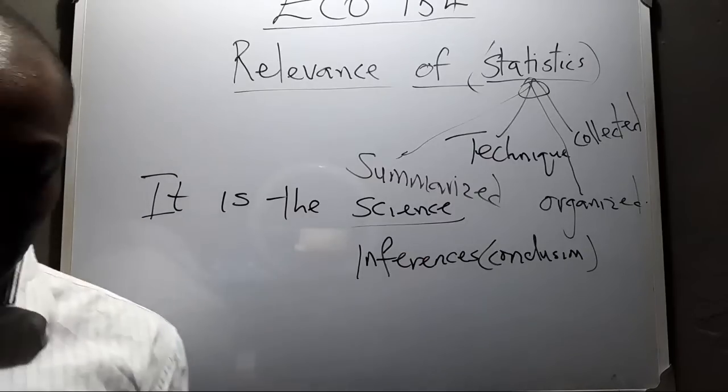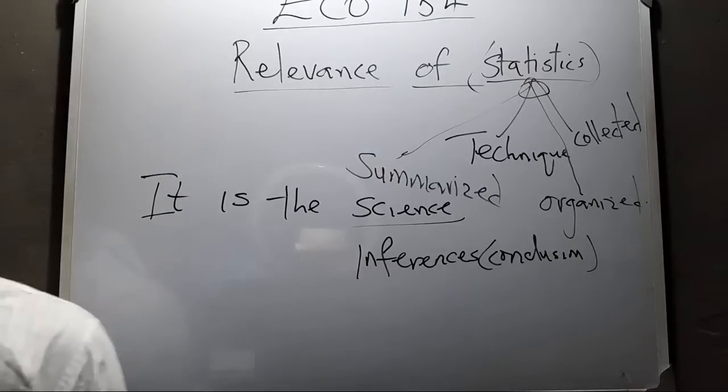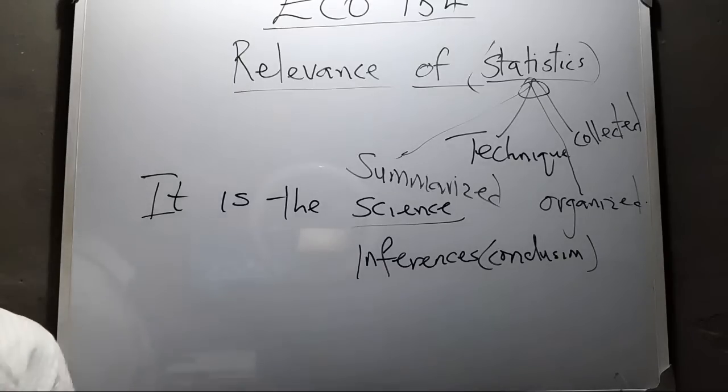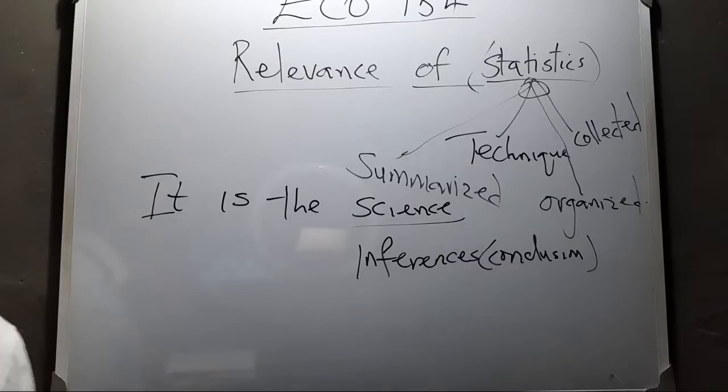Now let's take a look at this definition. In this definition, I said statistics is the science of collecting, organizing, summarizing, and analyzing information in order to draw conclusions. The first part of the definition states that statistics is the collection of information. The second part refers to the organization and summarization of information. And the final part, which is the third part, states that the information is analyzed in order to draw conclusions.